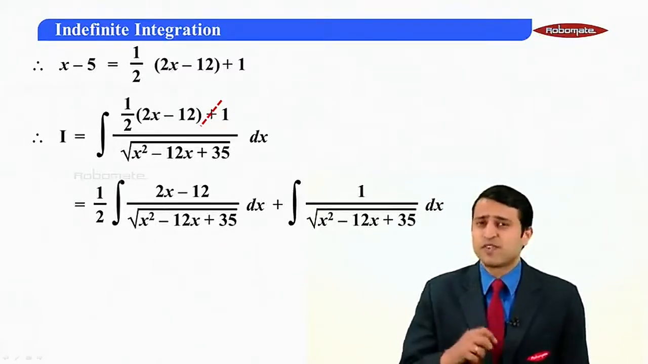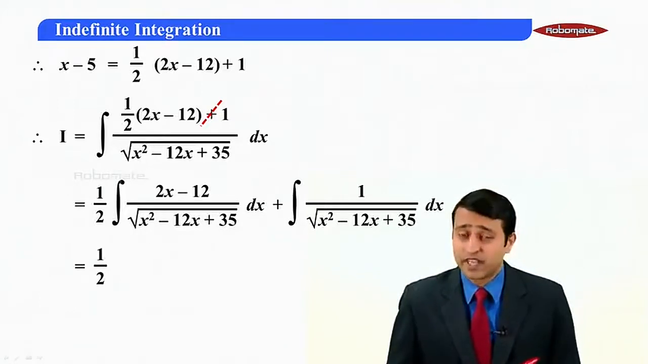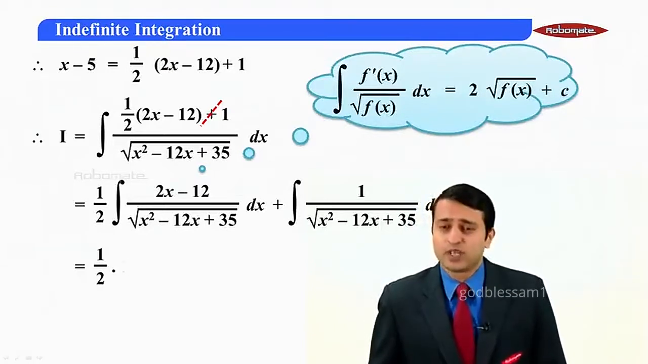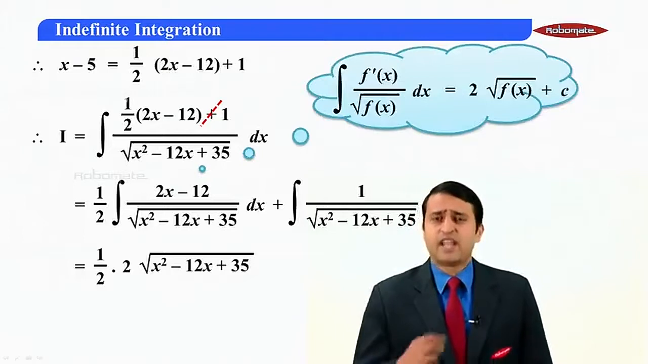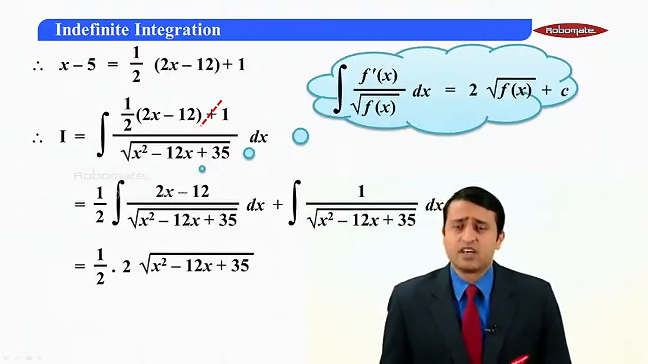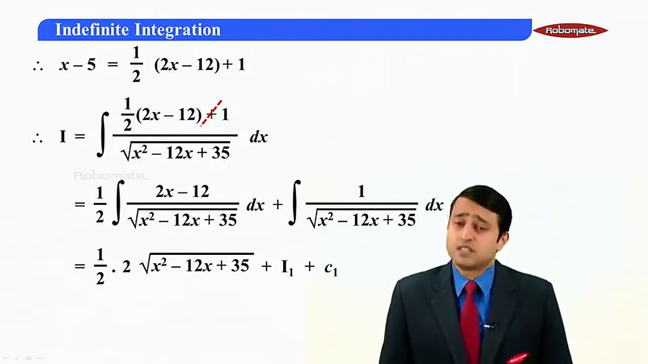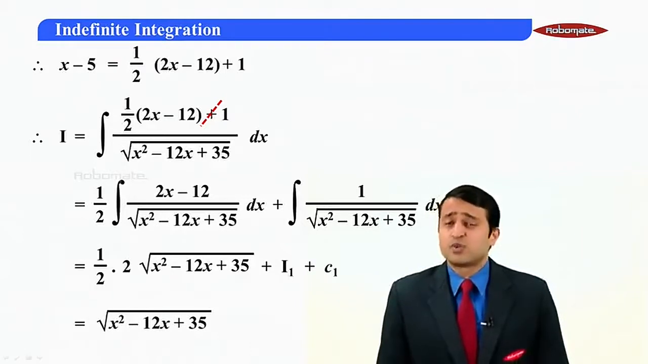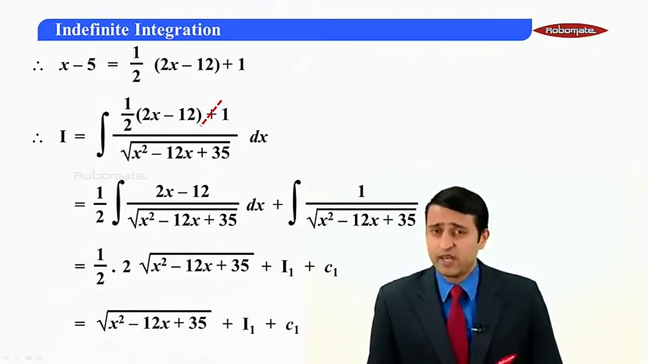Now my dear students, we already have seen in the earlier module, the first integral is of the type f dash x upon root f of x. So the answer will be 2 times root of x square minus 12x plus 35, and this second integral which I have here we will solve separately. So we'll write it as plus I1 and plus C1. Can we say that 2 will cancel out here? So we'll get root of x square minus 12x plus 35 plus I1 plus C1. Now my job here is to find the value of I1.